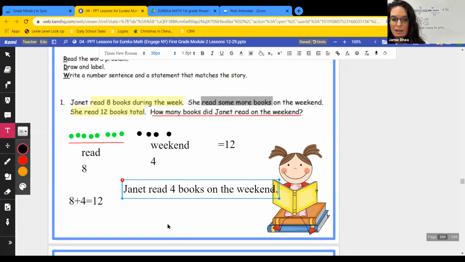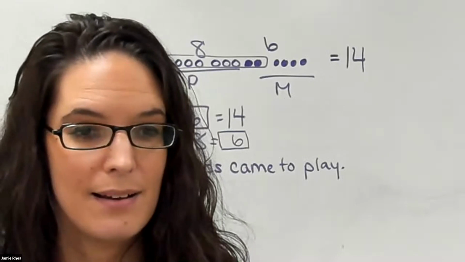Now we're done. Okay, so did I read the word problem? Did I draw and label? Here's my drawings. Here's my labels. So I did that. Did I write a number sentence? Here's my number sentence. And did I make a statement that matches my story? Yep, I answered that question. How many books did Janet read on the weekend? Janet read 4 books on the weekend. So that means I'm done. Okay, I'm going to do 2 and 3 and the exit ticket. So go work on that, turn it into me, and I will see you guys on our next lesson.